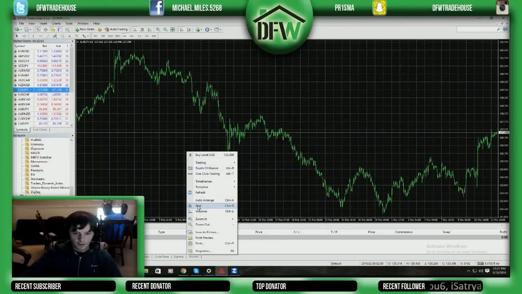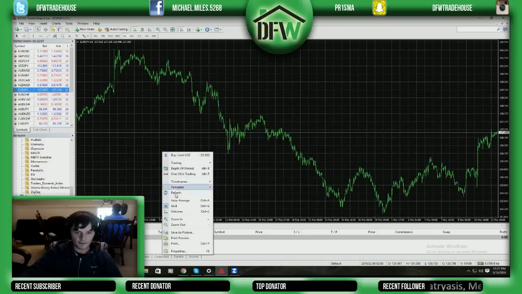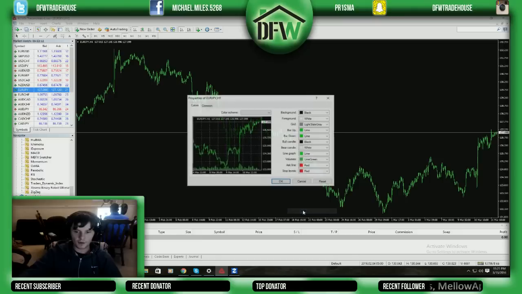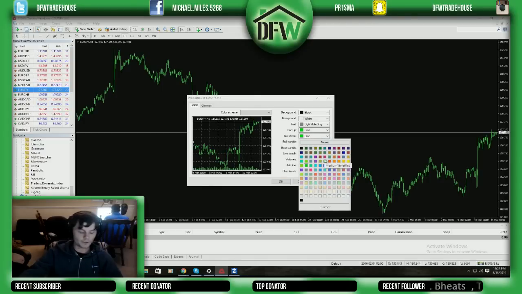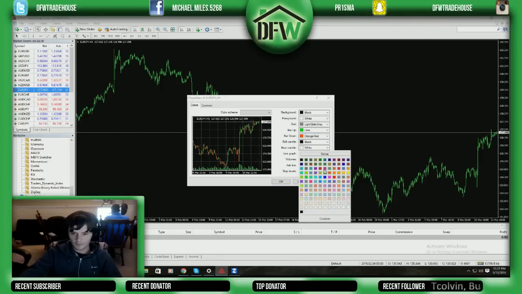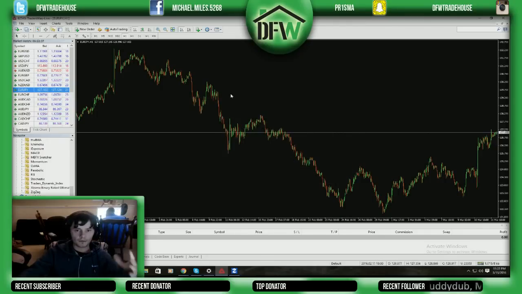First of all, I like to get rid of my grid. That's right click, and you can bring the grid right back. It doesn't matter. But when you want to change the color, you right click on the chart and then go to Properties. When you're on Properties, it'll show you every single color that you're using, right? So bar up, you obviously want green. Bar down, we want red. Or, honestly, whatever color. Red and green is positive and negative. So bear candle, change that to red. No, not medium violet. There we go. And then you just click OK.